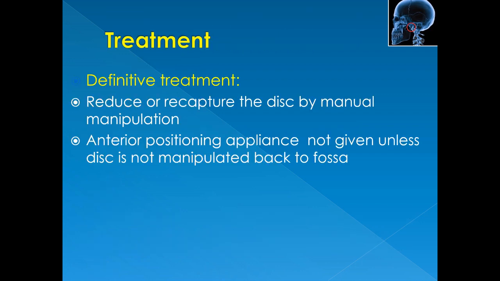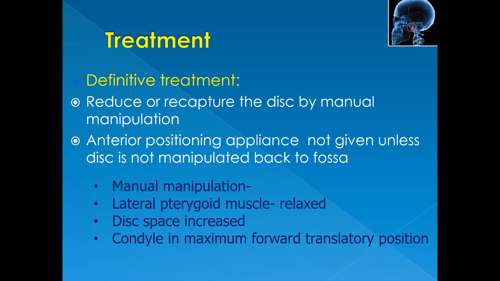Coming to the definitive treatment, the initial therapy should include an attempt to reduce or recapture the disc by manual manipulation, followed by use of an anterior repositioning appliance. The success of manual manipulation for the reduction of a dislocated disc depends upon three factors. The first one is the activity of the superior lateral pterygoid muscle, and this muscle should be relaxed in order to permit successful reduction. If it remains active due to pain or dysfunction, it may need to be injected with local anesthetic before any attempt to reduce the disc.